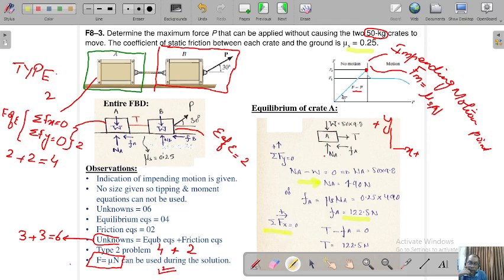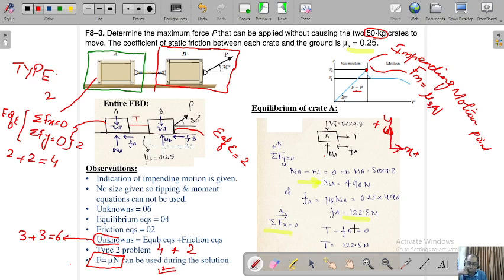If you apply sigma Fx, sum all the forces along the x-axis, your positive x direction is this one. Your positive y direction was this one. So when I sum along the x-axis, this is my positive t. This Fa is along the negative x, t minus Fa equal to 0.